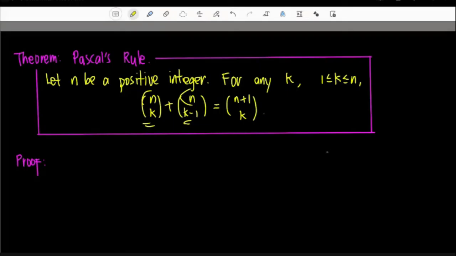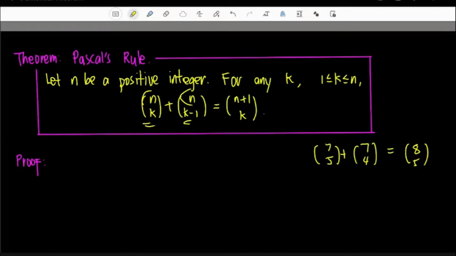For example, let's say I have 7 taken 5 plus 7 taken 4. Add 1 to the upper portion, so that's 8. And then take the bigger lower part, so that's 8 taken 5. So this is a good way to simplify a sum of binomial coefficients. If you have n taken k plus n taken k minus 1, that's just the same as adding 1 on top and then taking the bigger lower part.